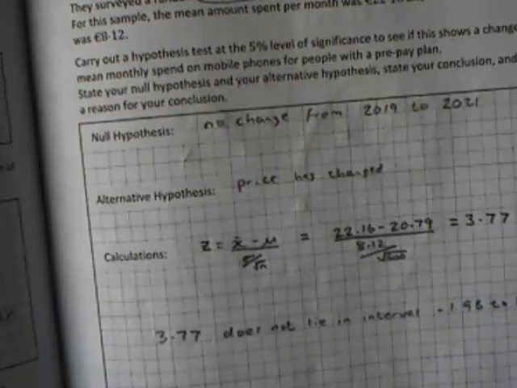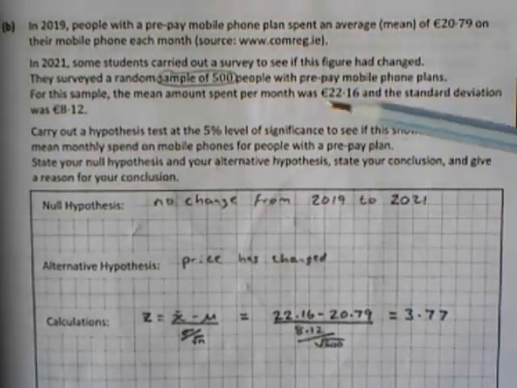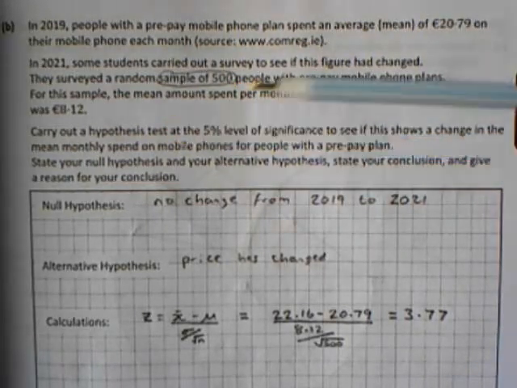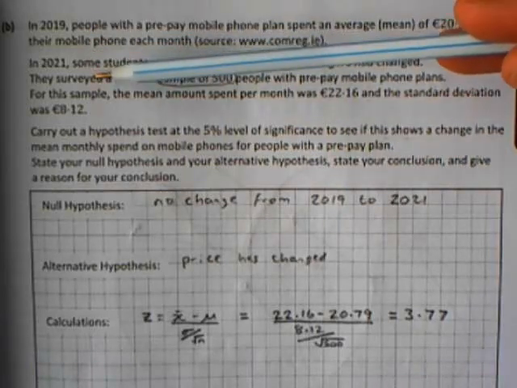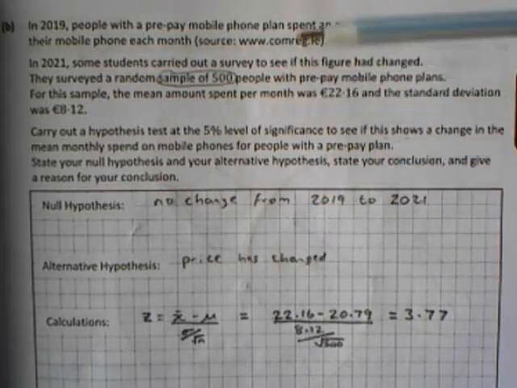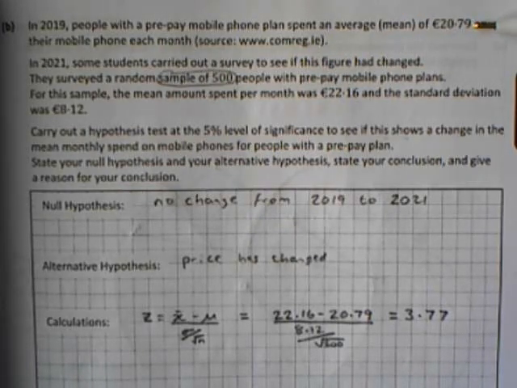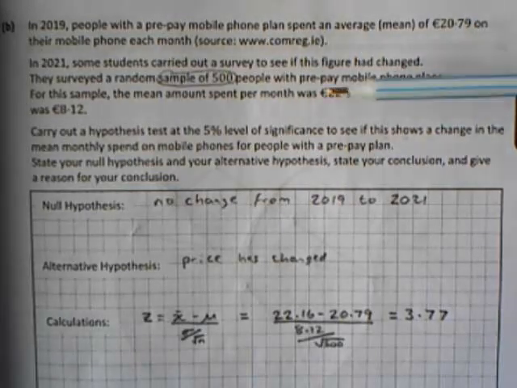Right, part B now. So part B, completely different, don't use anything that we've just done. We have a sample of 500 people, and we've got to carry out a hypothesis test. So the null hypothesis is that from 2019 to 2021, everything's the same, nothing's changed. Yeah, even though the numbers are slightly different. So even though this is 20 quid, that's the mean from everything. This is 22. This 22 might have just been a bad sample of 500.